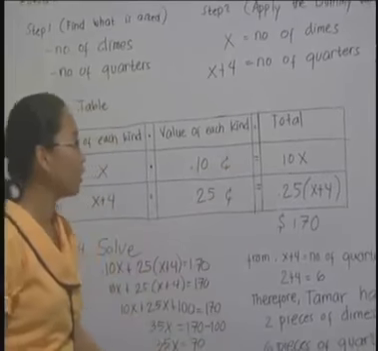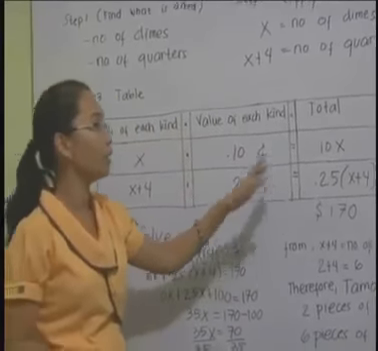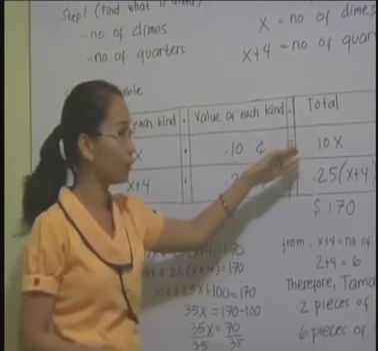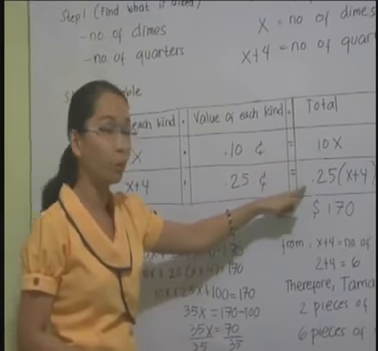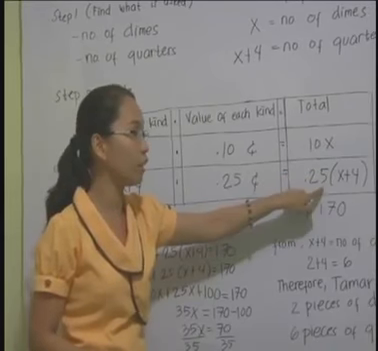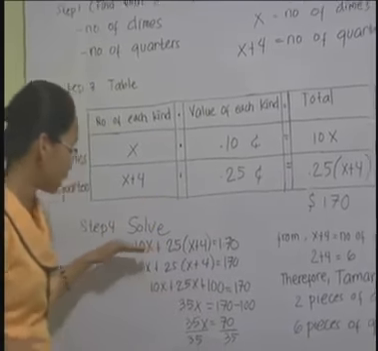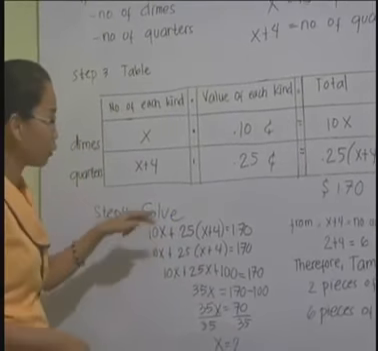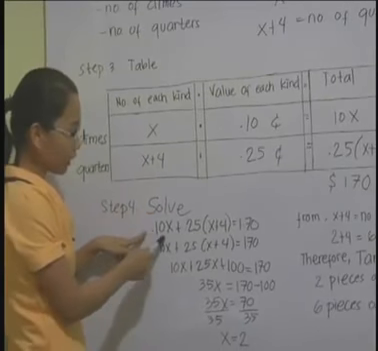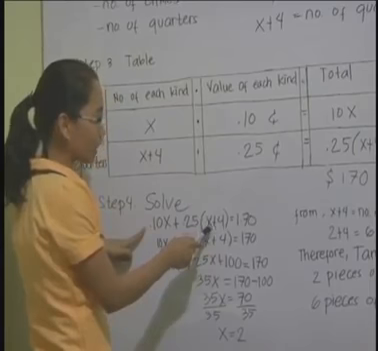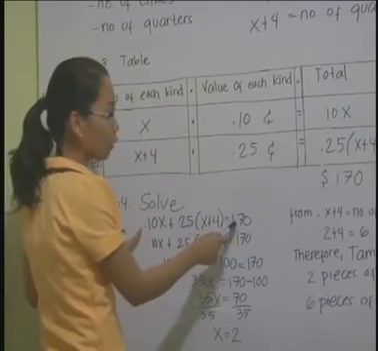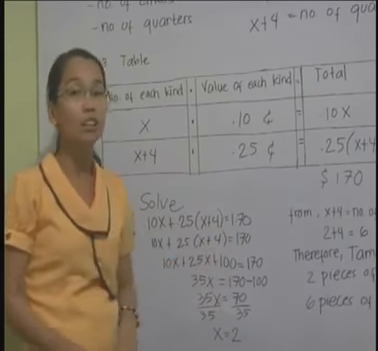Now, to solve the problem, let's focus on the last column, the total, and we add these. We add the two expressions: 0.10x plus 0.25 times the quantity x plus 4 is equal to 1.70, which is the total money.